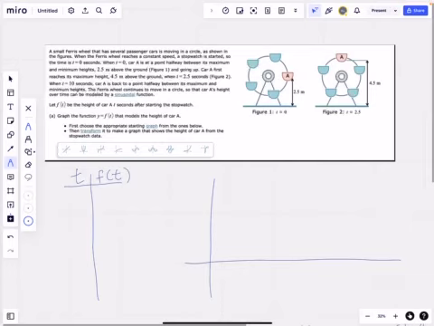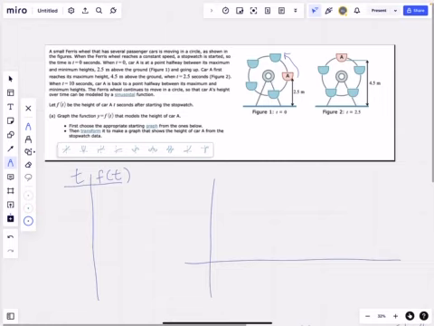A small Ferris wheel that has several passenger cars is moving in a circle as shown in the figures. When the Ferris wheel reaches a constant speed, a stopwatch is started so the time is t equals 0 seconds. When t equals 0, car A is at a point halfway between its maximum and its minimum heights, 2.5 meters above the ground, and going up. So it's moving this direction, right?